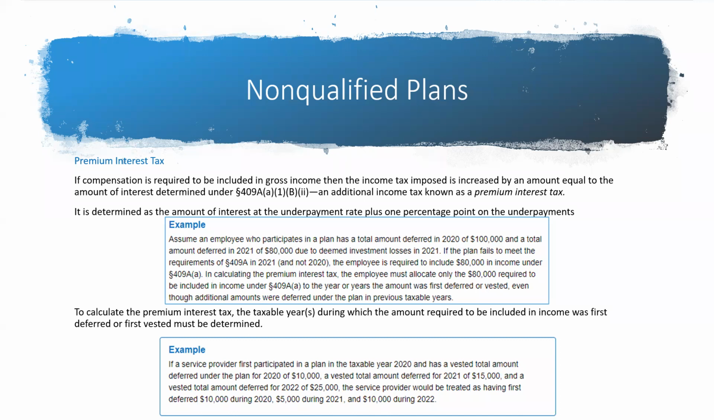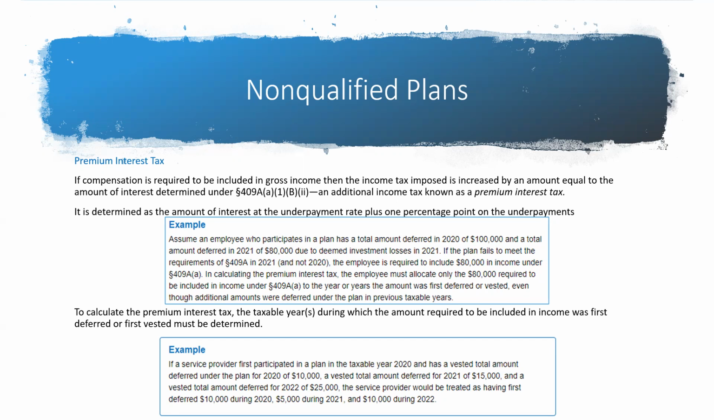Additionally, the amount to which the premium interest tax applies is the amount that is required to be included in income under 409A for the taxable year, and it is only the amount deferred that is required to be allocated to previous taxable years. Identifying those amounts deferred in a particular taxable year. To calculate that premium interest tax, your first step is determining the taxable years during which the amount required to be included in income was first deferred or vested.